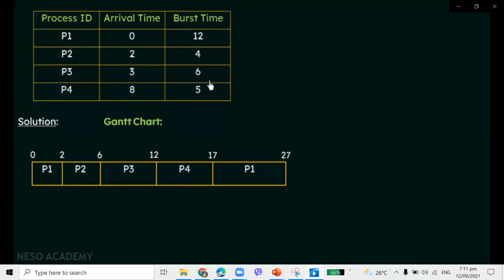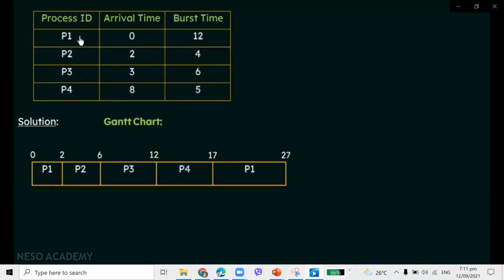So it is continuing its execution, and up to what? Up to the 6th millisecond, because P2's burst time is 4 milliseconds. So 2 plus 4 is 6. So up to the 6th millisecond, P2 continues its execution. Now at the 6th millisecond, P2 releases the CPU. So now who is going to get the CPU next? Is it P4? No, it is not P4, because the arrival time of P4 itself is 8 milliseconds. But we are only at the 6th millisecond right now. So what are the other processes that we have now?